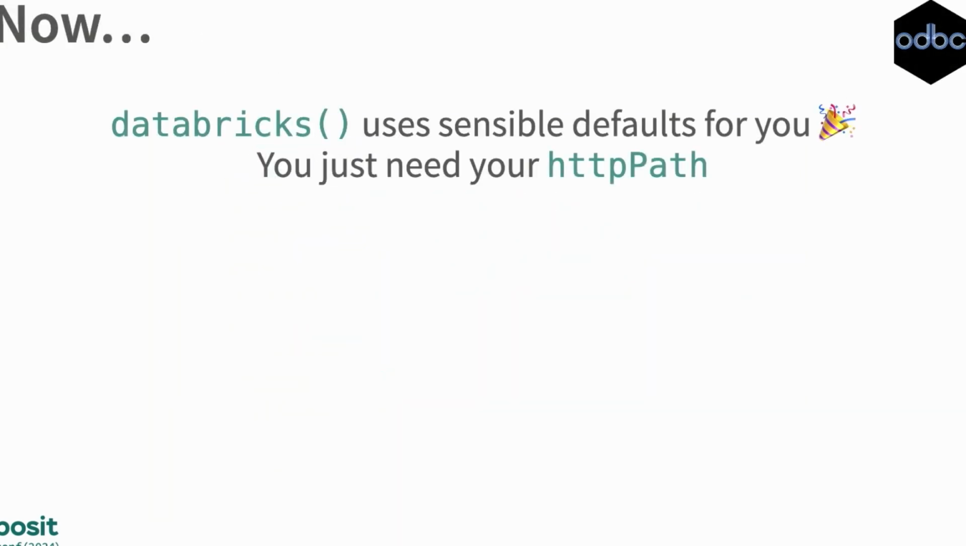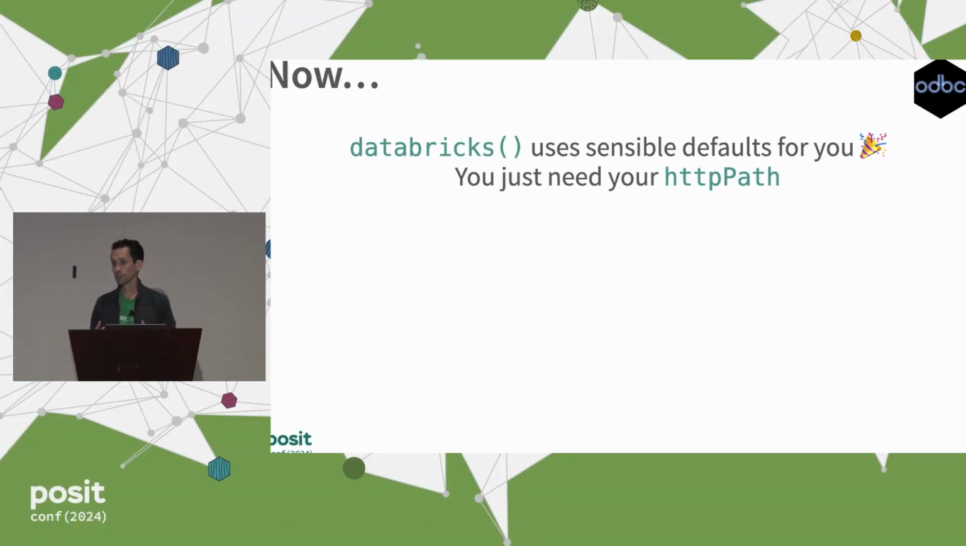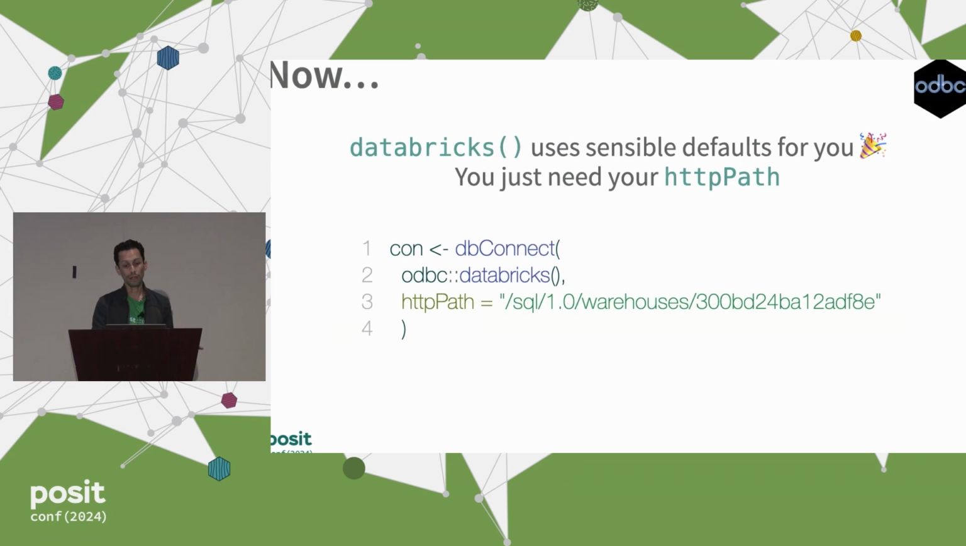So now we have a new function inside ODBC called Databricks. Databricks sets sensible defaults for us, and also it lets us deal with only one of the arguments that we needed to pass, which is that SQL warehouse path that is inside Databricks.